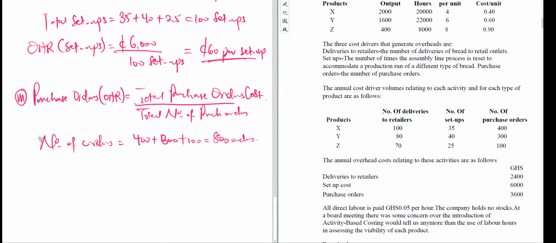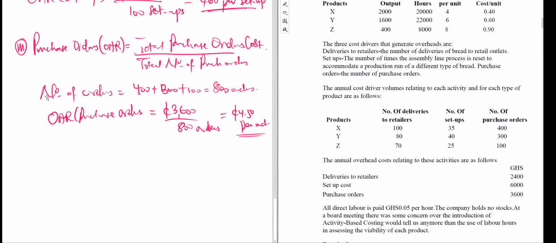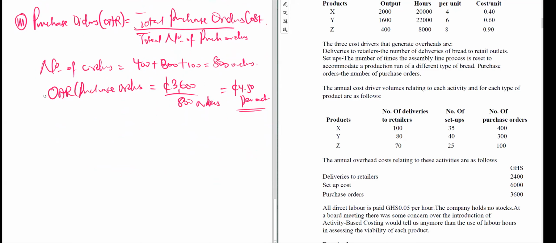You see the difference between this one and traditional costing. Traditional costing adds everything up and uses one particular basis. But with this one, each activity has its own OAR. So our OAR for purchase order becomes 3,600 divided by 800, which is 4.5. For every purchase order, it costs the organization 4.5 cedis in overhead.